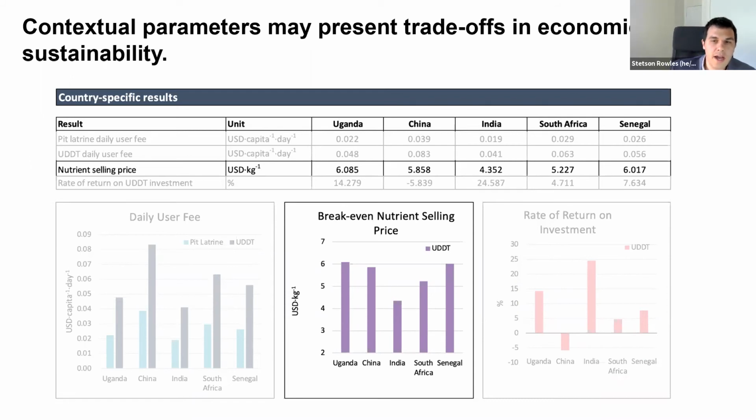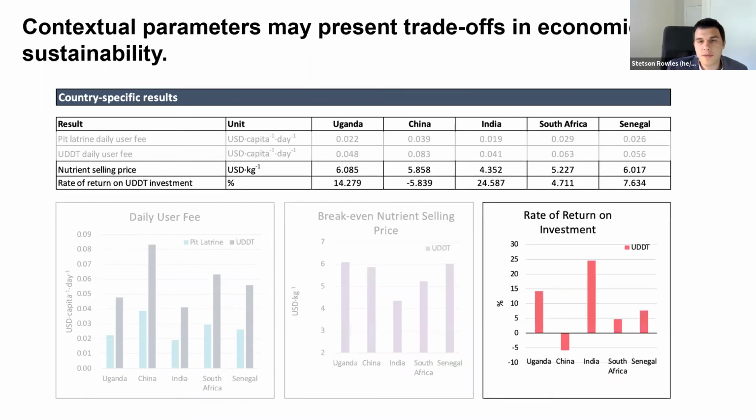And again, India has the lowest break-even price, while in this example, Senegal and Uganda have the highest, but not far behind is China and then South Africa. In the last figure here, if you could go to the next, please. This is for the rate of return on investment. And remember here, a higher number leads to greater return. So if we're investors, we want this number to be high. And the highest countries in this example are India and then Uganda. And then you can see that China, under these assumptions, is negative.